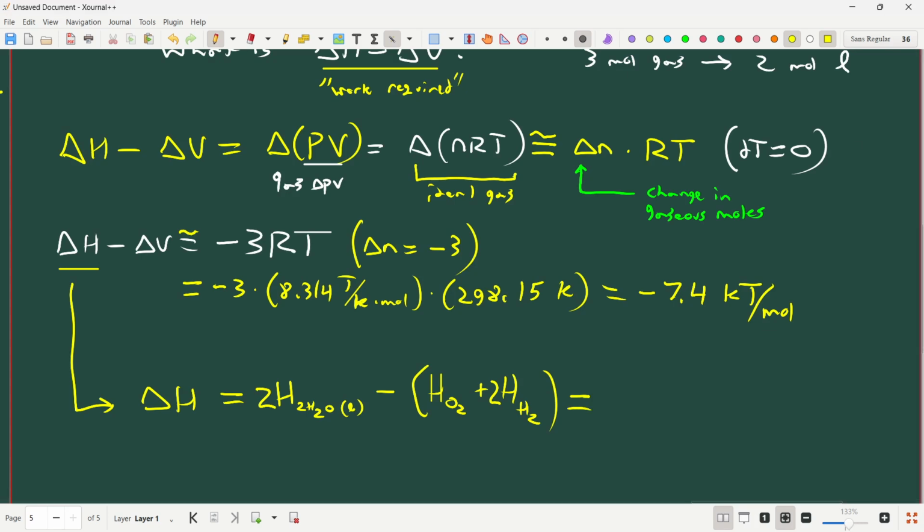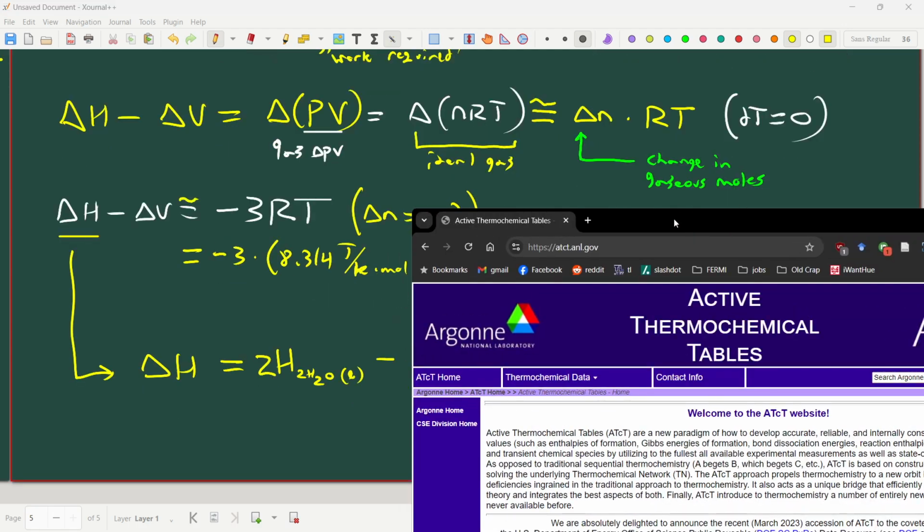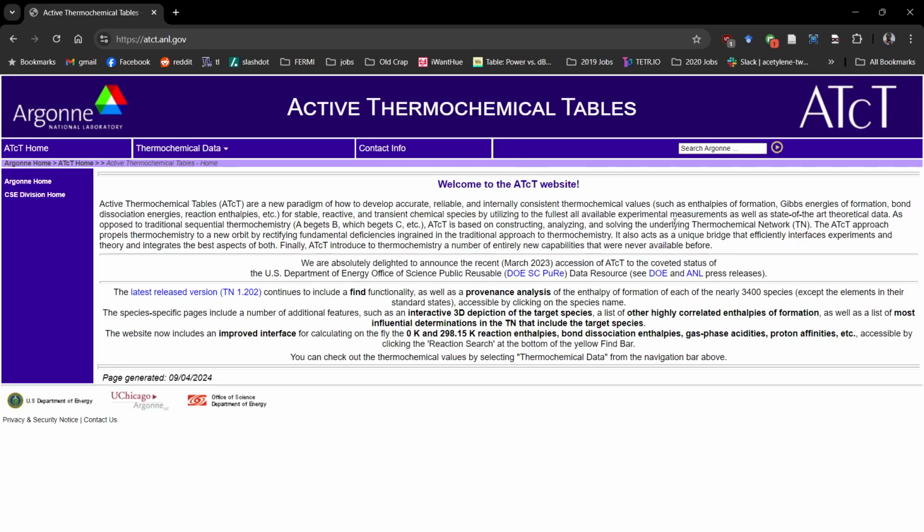All right, so let me show you where I'm going to look these up. I'm just going to show you really quickly, and then on next class we'll actually go through this more carefully. I'll show you these resources. They're really, really nice. So let's go ahead and look up these numbers. All right, so I'm going to show you this website again on Thursday or Wednesday. This is called the Active Thermochemical Tables. I want to define what all of these numbers mean first, but let's just look them up.